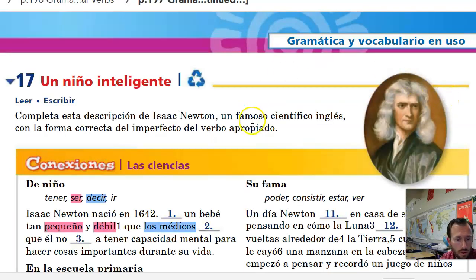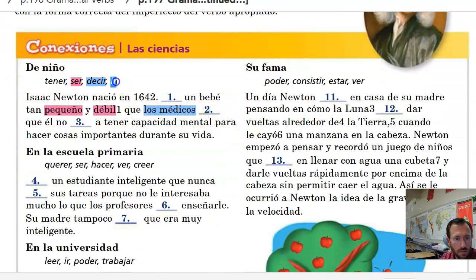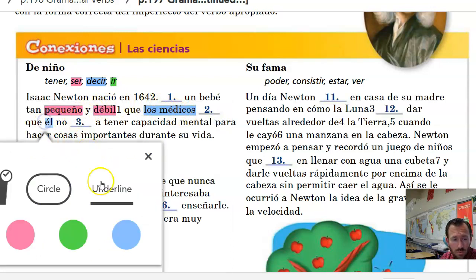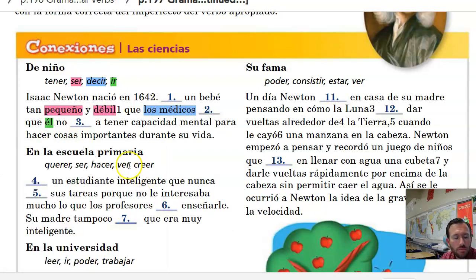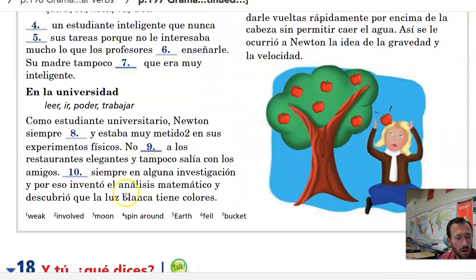So your answer for number 3 will be the verb ir, and ir in the imperfect, talking about Isaac Newton, would be iba. No iba a tener capacidad mental. He wasn't going to have. Tener being the verb to have. A lot going on with these exercises. A lot of context clues, a lot of words you gotta look up, potentially use the footnotes as a guide.